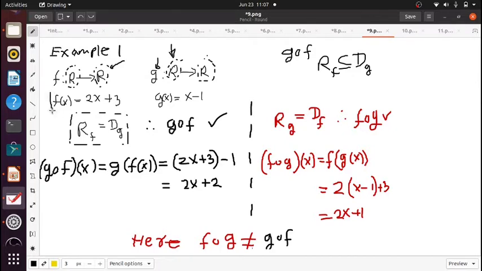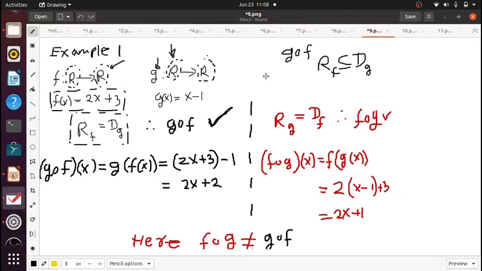Look at this example. The function rule is 2x plus 3. This is a straight line. From earlier examples, you know that for a straight line the range is equal to the codomain. Therefore, the range of the function f is equivalent to the domain of the function g. Therefore, g of f or g by f exists. That's why I put a right sign there.